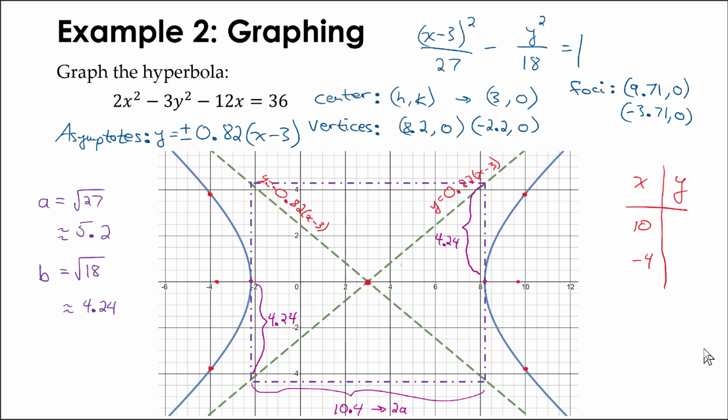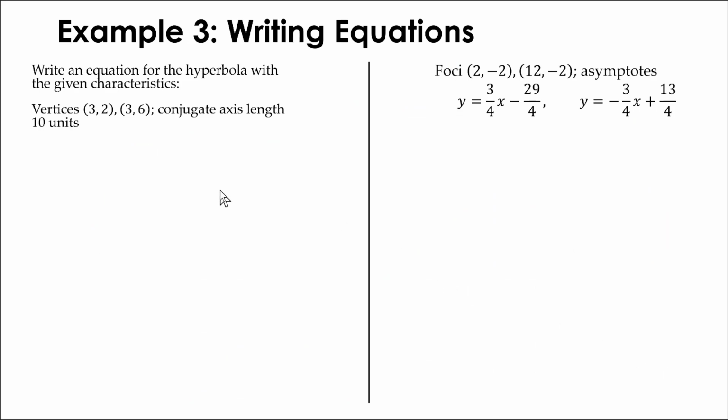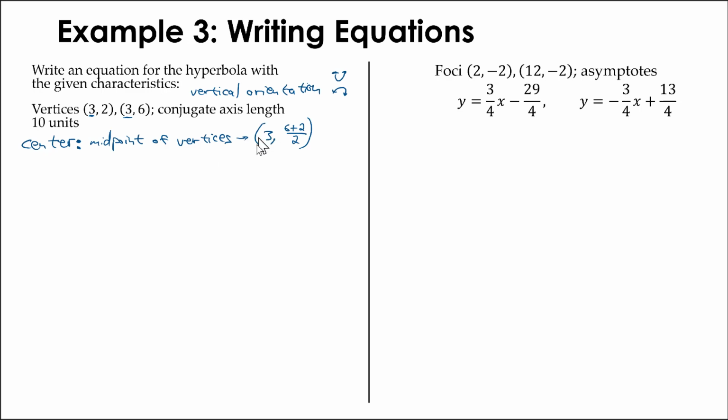All right, let's get through a few more examples here. We're going to write the equation given some characteristics. So I'm given our vertices and our conjugate axis length. I notice that I have the same x value in my vertices, which tells me I have a vertical orientation. The center is just going to be the midpoint of our vertices. So I know I have the same x value, but it's going to be the midpoint of the y values of the vertices. So take the midpoint of 6 and 2, I get 4.